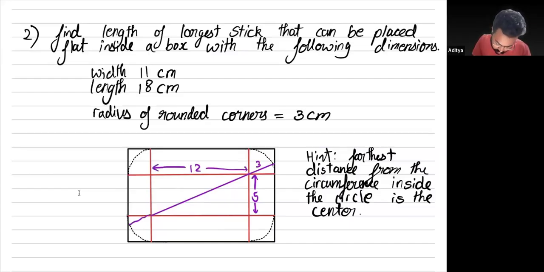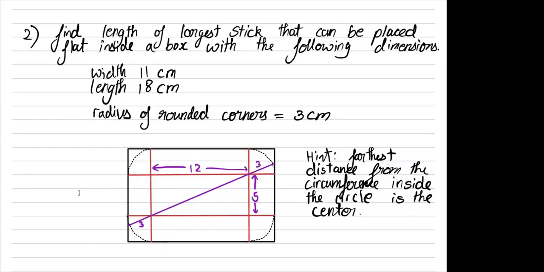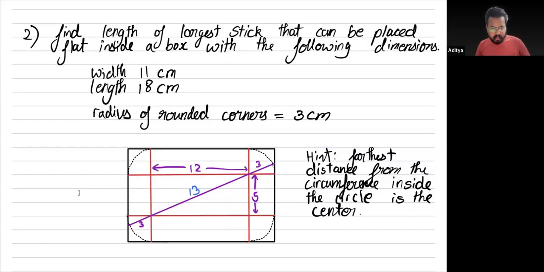So what does this give us? The diagonal will be 13. Most of you might have actually memorized this, that there is a 5, 12, 13 right triangle. So once you see 5 and 12, you can directly get that this is 13 in length. So your total length becomes 13 plus 3 plus 3, which is 19. It is very, very close to our initial guess that we can join these 2 points.